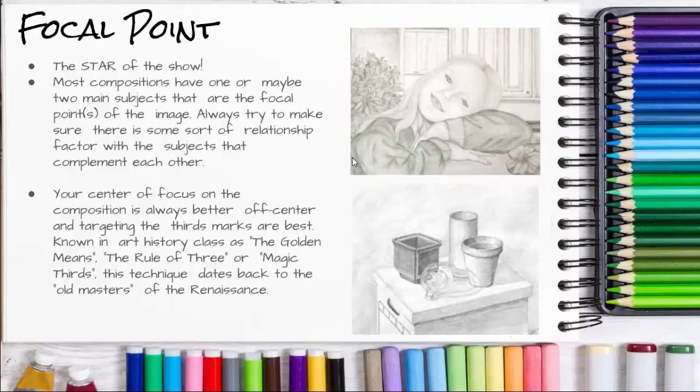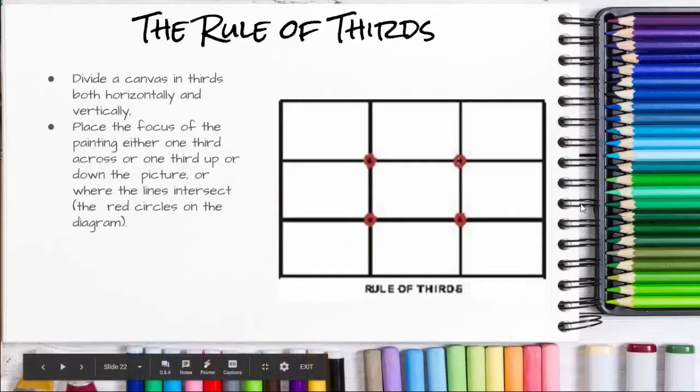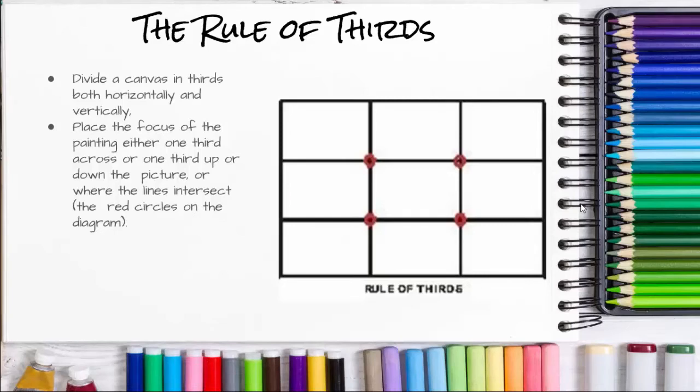A lot of you guys are doing this already. You just didn't realize that there was a science behind it. So if you divide your canvas or your piece of paper into thirds, horizontally and vertically, they say that in order to create the most effective compositions, you should be placing it either one third across, so here, this thicker line, or one third up from the picture, or anywhere where these lines intersect, where these red lines are.